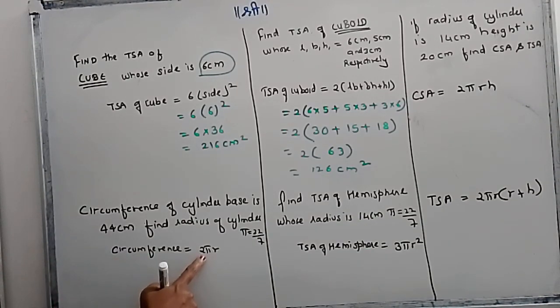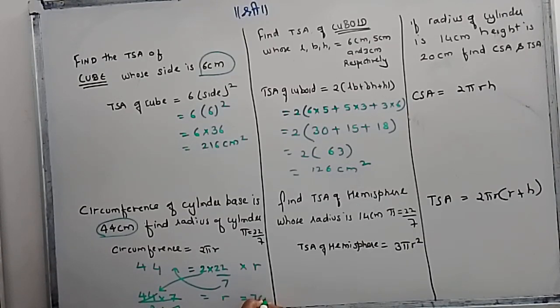Circumference formula is given, 2 pi r. Pi is 22 upon 7 and r is not given. So circumference is given, 44. So take this on top, this will go down. R will remain as it is. R is equal to 44 into 7 upon 2 into 22. So 2 22s are 44, 44 get cancelled. So R is 7 centimeters.